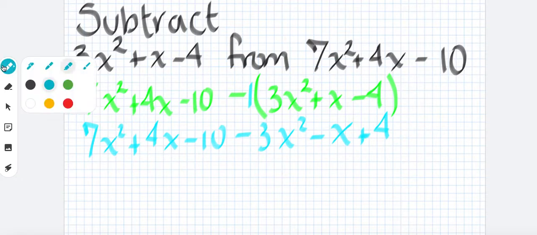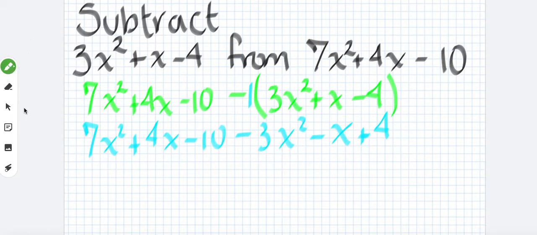So now to simplify this, what I have to do is to find the like terms. Remember that the like terms are the ones that share a characteristic, in this case, the variable. So they have to share the same variable with the same exponent to be like terms. In this case, 7x squared and negative 3x squared. I'm going to add them. 7x squared minus 3x squared. So this is going to be 4x squared.